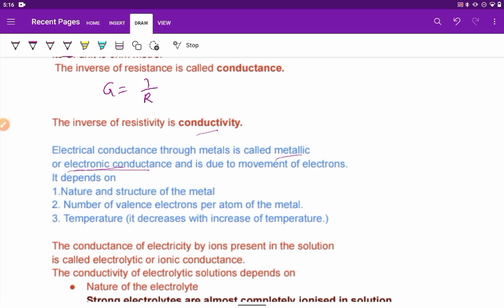In case of metals, the conductance will depend upon the nature of the metal, the structure of the metal, and the number of valence electrons per atom of the metal. In every atom, how many valence electrons are there, that will be a deciding factor. It also depends on temperature, because it decreases with the increase of temperature.